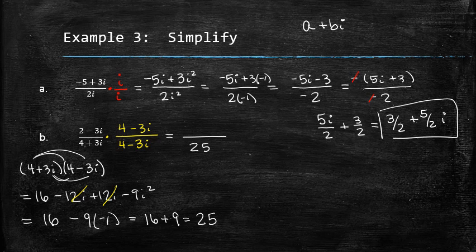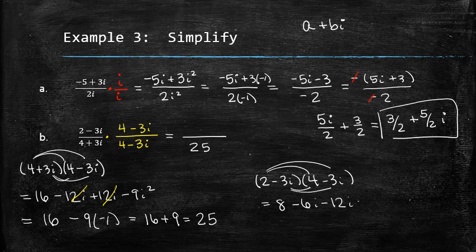Okay, in the numerator, let's FOIL that as well. So we have 2 minus 3i times 4 minus 3i. We'll get 8 minus 6i minus 12i plus 9i squared. It's plus this time because we have a -3 times another -3. So that's going to be 8 minus 18i. So we replace this i squared with a -1. So instead of plus 9, it's really minus 9. 8 minus 9 is negative 1.